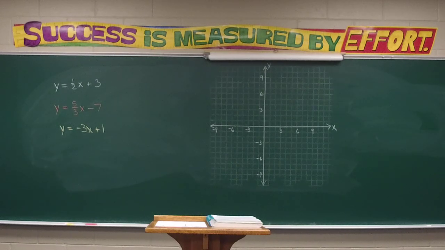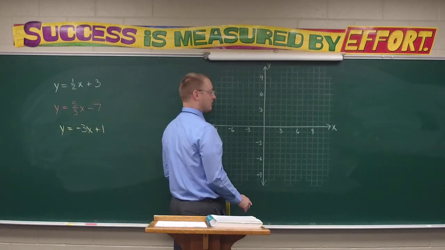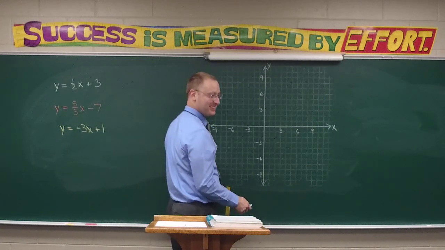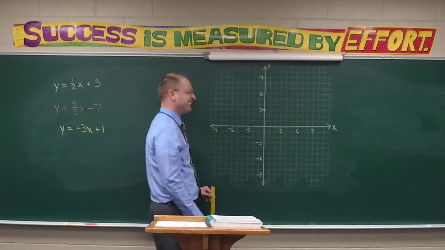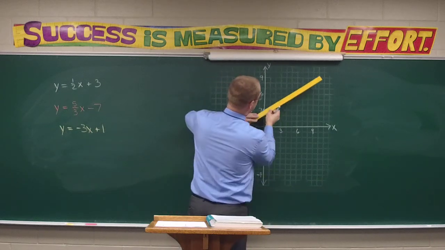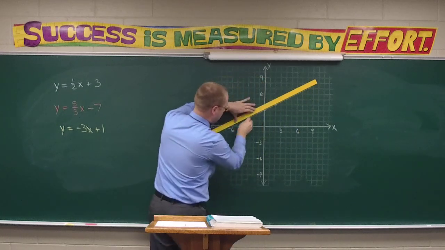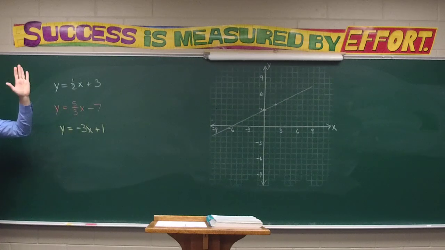Nice touch. All right. So for the first one, Maddie, what did we do? Put a dot over 3. Which 3? The y-axis. Then go up 1, to the right 2, and connect it. Good. Rise 1, run 2, connect the dots, and you should have had a line that looks like this. Everyone had a line like this? Yeah.